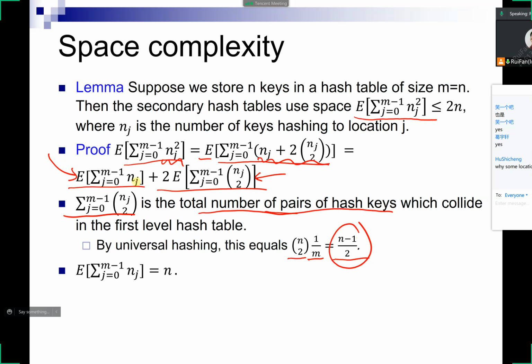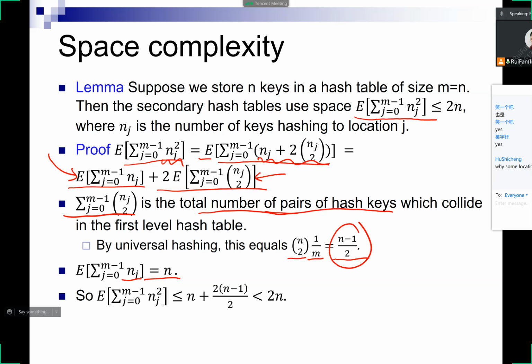And this is easy because here you're just summing up over all the n_j values. So that's just equal to n, right? Because you're inserting n keys, and if you add up the number of keys which hash to a location in the top level, then that's just equal to the total number of keys that you inserted.